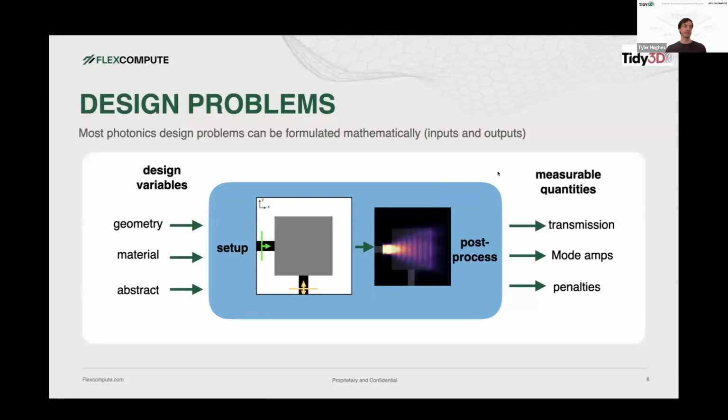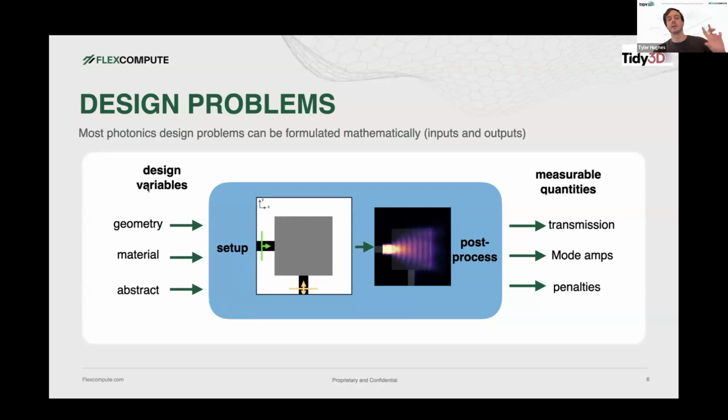Most of the time, if not all the time, when you're doing photonic device design, you can think about it generally like this. You typically have a set of design variables or design parameters. These are the things you have control over in your design, such as geometric things like spacing between objects or the size of different objects. You might have control over the material properties or where the materials are placed in your simulation. And you might also have some more abstract design variables, such as parameters that affect many things at once.